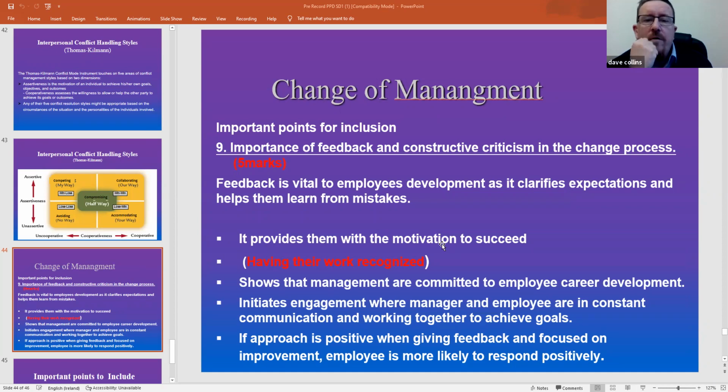So number 9, important feedback and constructive criticism in the change process. Feedback is vital to employees' development as it clarifies expectations and helps them to learn from mistakes. It provides them with the motivation to succeed, and obviously, having their work recognized shows that management are committed to employee career development. It initiates engagement where manager and employee are in constant communication and working together to achieve goals. If the approach is positive when giving feedback and focused on improvement, the employee is more likely to respond positively.